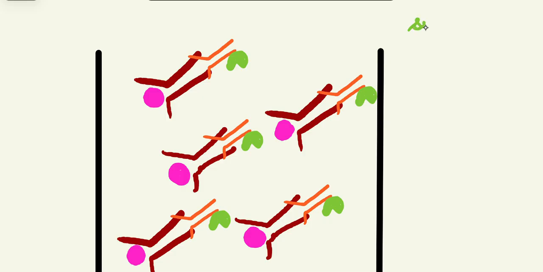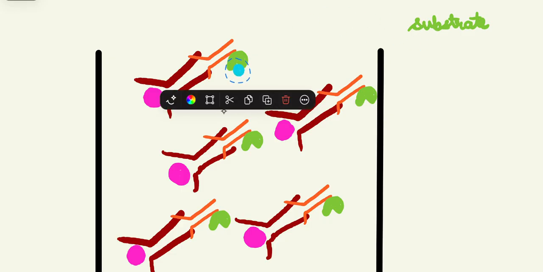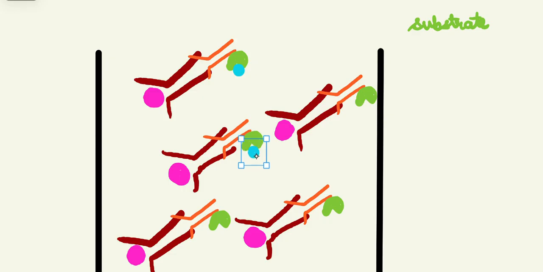And now if I am adding the substrate, let's assume the substrate be of light blue color. This is my substrate. Now what I am doing is I am adding this substrate here. So the substrate will be binding to its particular enzyme. So here also it has bound, here also it has bound. Similarly, here also it has bound, here also it has bound, and finally it has also bound here.